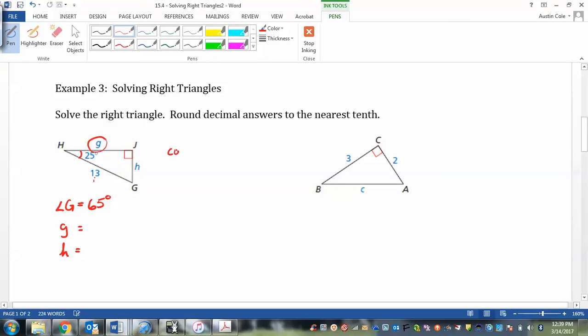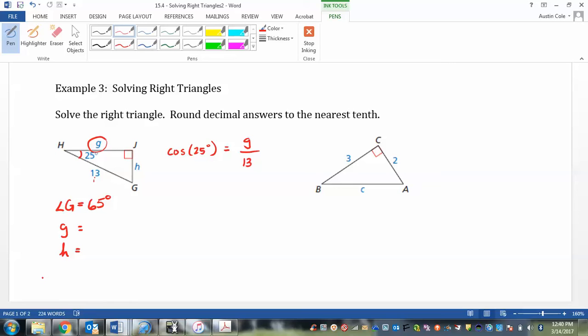So I can say the cosine of 25 degrees equals the adjacent, which is G, over the hypotenuse, 13. Questions about how I set that up? I picked G because I was going to find G. And then I found another side, 13, that I knew. Now I've set that up as an equation. I know that cosine of 25 degrees equals the adjacent side over the hypotenuse. And now I can solve for G.